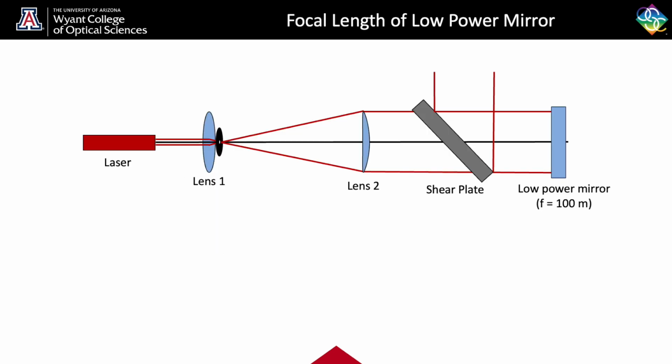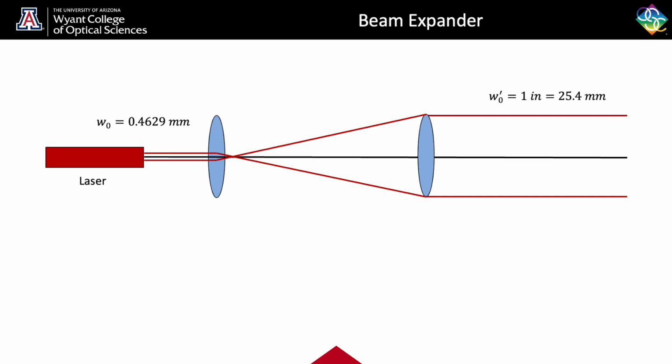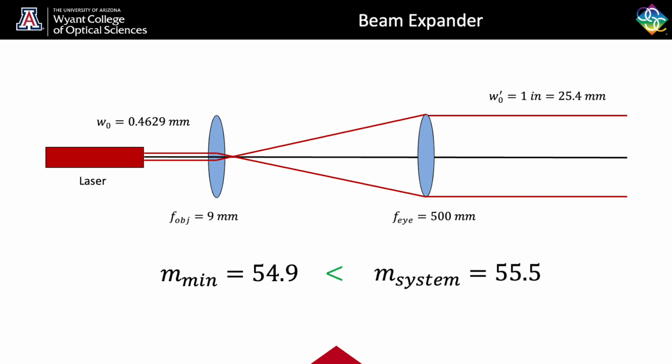To use the shear plate to find beam radius, we will use a beam expander to utilize as much of the area of the interferometer as possible. We designed a beam expander assembly to output a beam 2 inches in diameter to fill a 2-inch shear plate. This means we need a minimum magnification of 54.9. Using the 9mm objective and a 500mm collimating lens, we can achieve a magnification of 55.5.